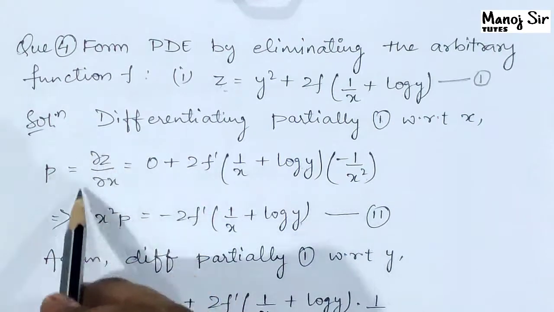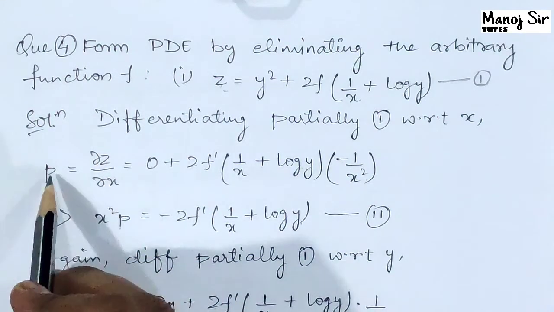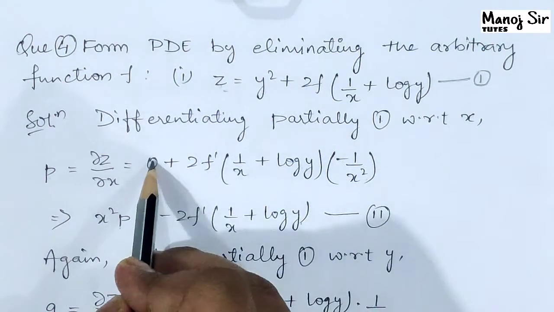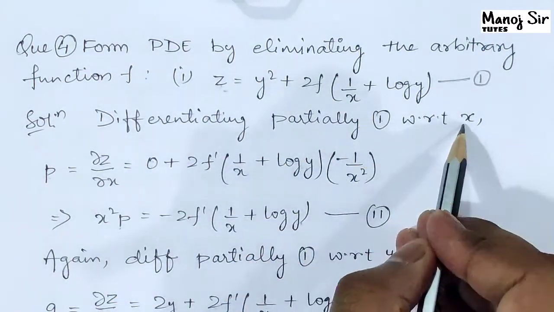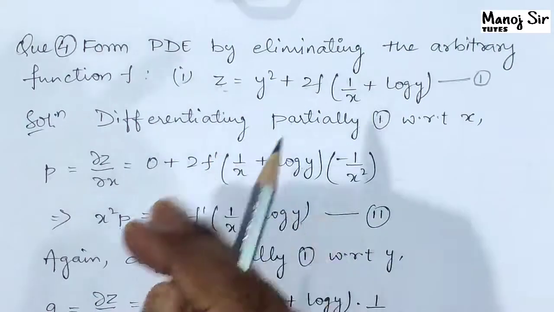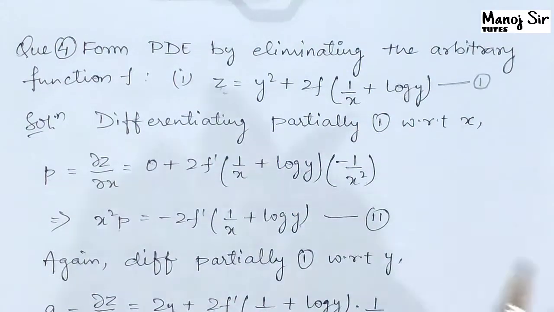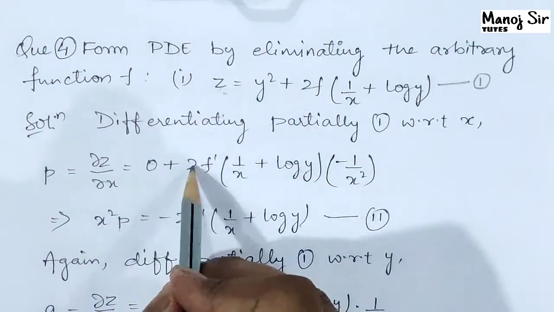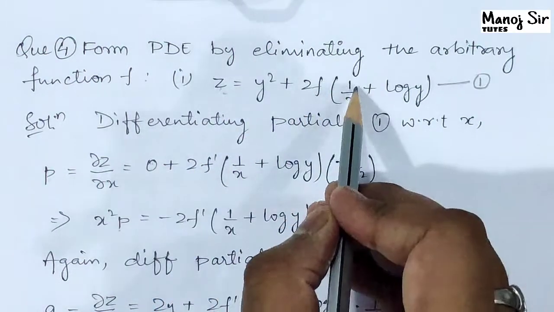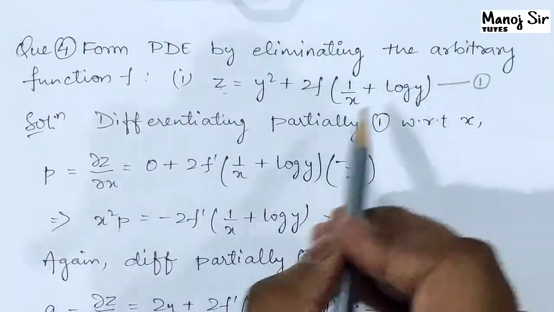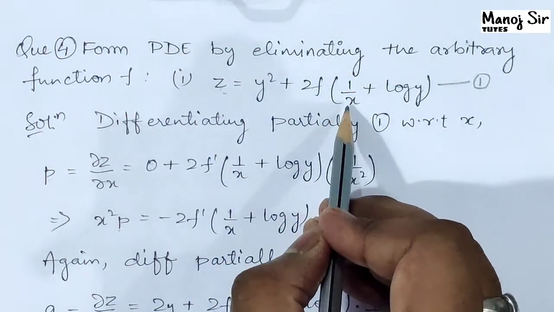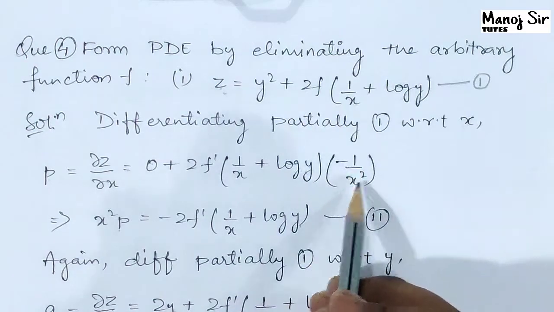From video number 1 we know that del z upon del x is small p. Now this equals to, how this will become 0? Because we are differentiating partially with respect to x, and this y will be treated as constant. So differentiation of any constant is 0 always. So 0 plus twice of f dash of 1 upon x plus log y, 1 upon x plus log y. Now we need to differentiate this 1 upon x with respect to x. This will become minus 1 upon x square.